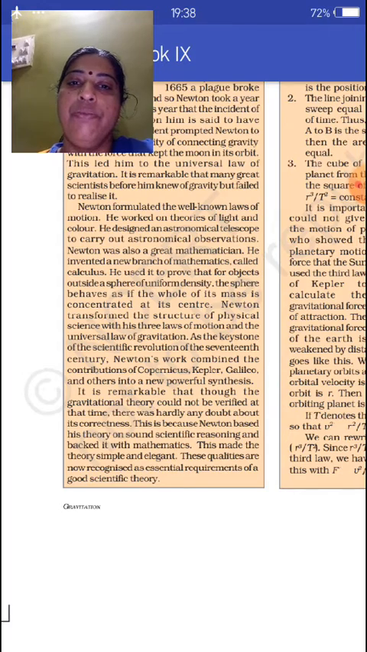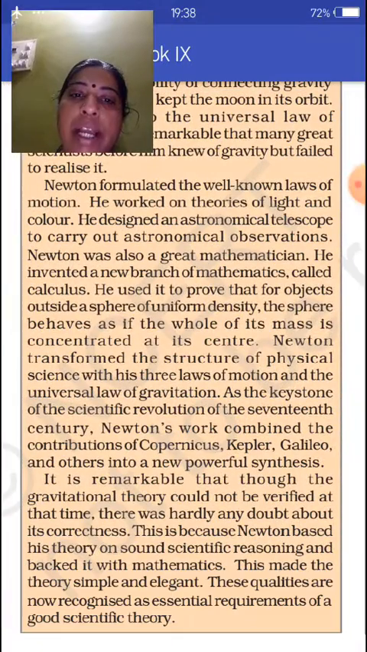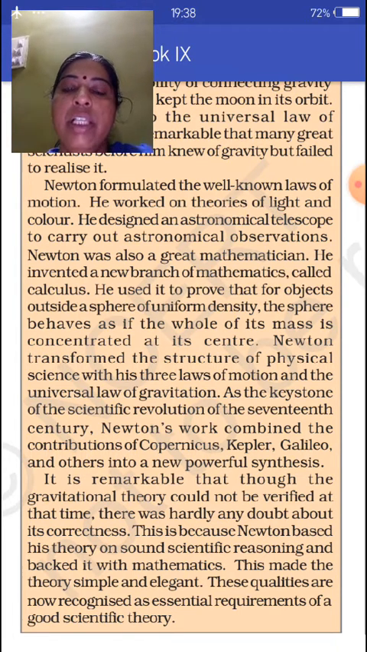He used it to prove that for an object outside a sphere of uniform density, the sphere behaves as if the whole of its mass is concentrated at its center. Newton transformed the structures of physical science with his three laws of motion and the universal law of gravitation.